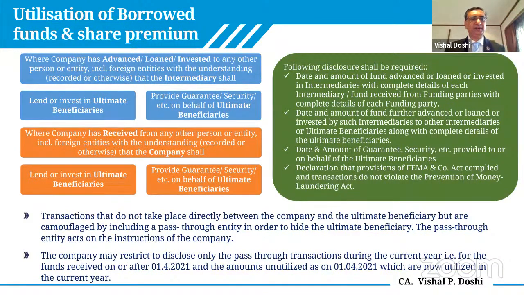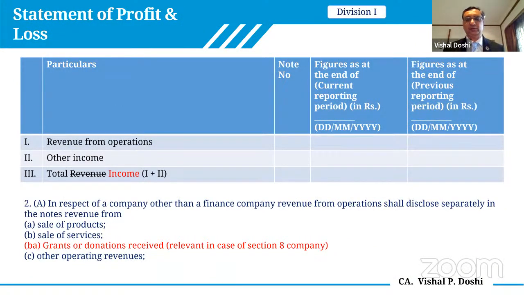On the statement of P&L, there are two changes. One is that total income has come on the face instead of total revenue. Second is in respect of Section 8 companies, there is a clause BA under the operating income, operating revenues, that has been included with respect to grants or donations received.